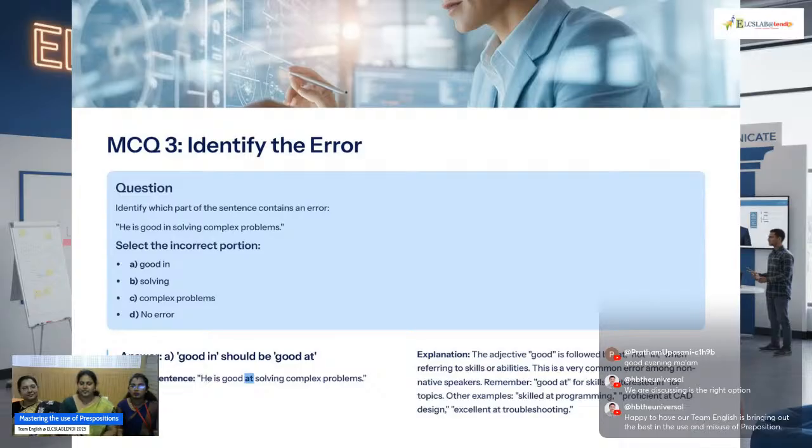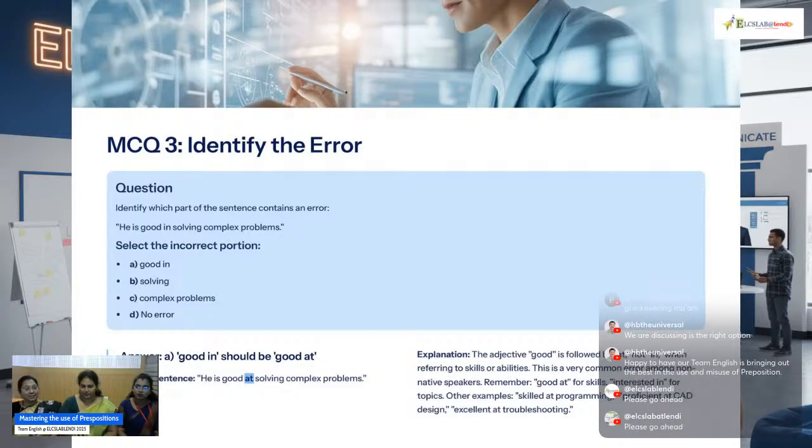So here is the beautiful explanation. Why should we use at for this? When you want to refer to your skills and abilities, we must use at. Remember this point. When you're interested in something, then we have to use in. I'm interested in movies. I'm interested in participating in literary activities.